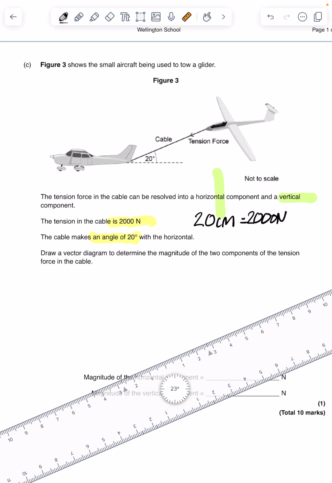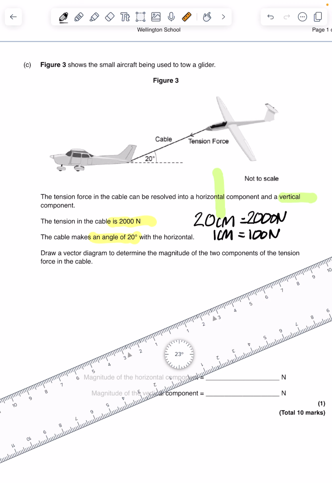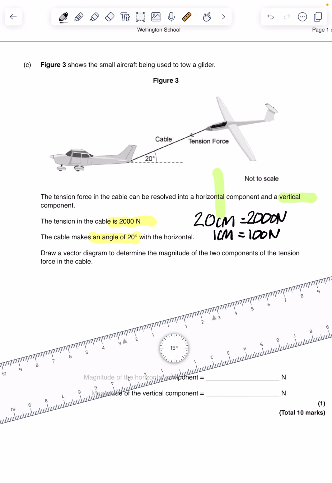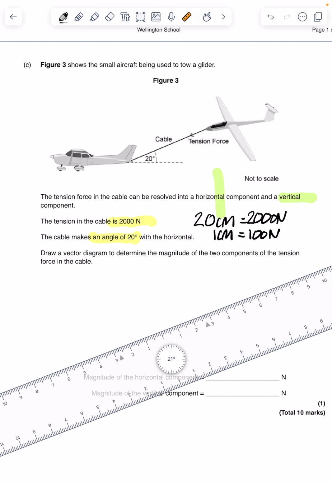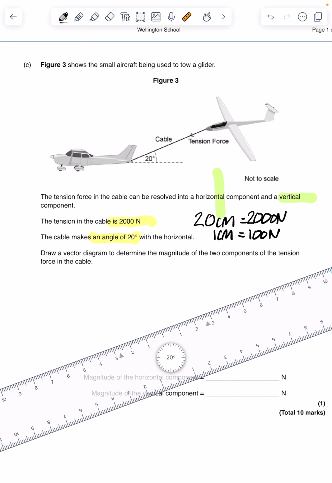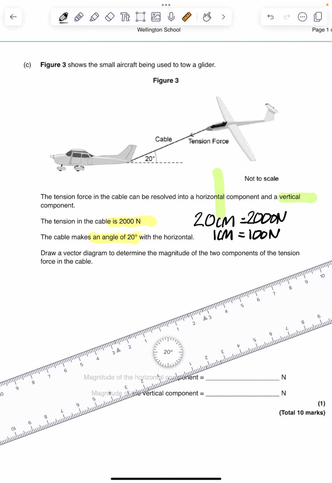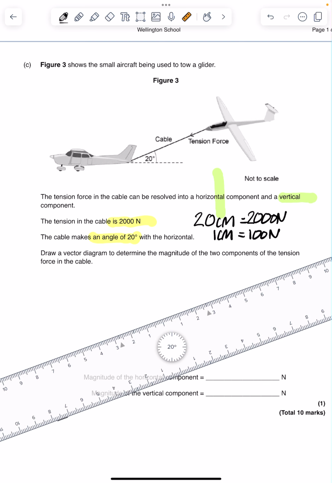And then just so we get the scale right in our heads, 1 centimetre is going to be equal to 100 newtons. So we've got to draw an angle of 20 degrees. There's 20 degrees. A line that is worth 20 centimetres. You can just fit it on the screen here. And that's our axis here.